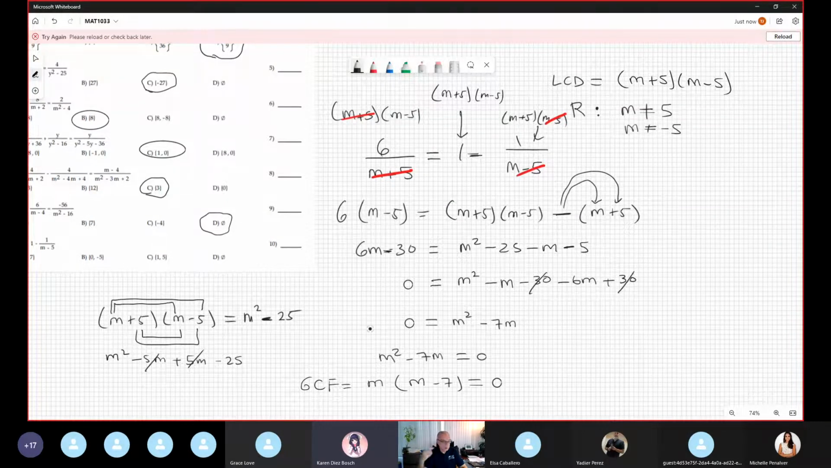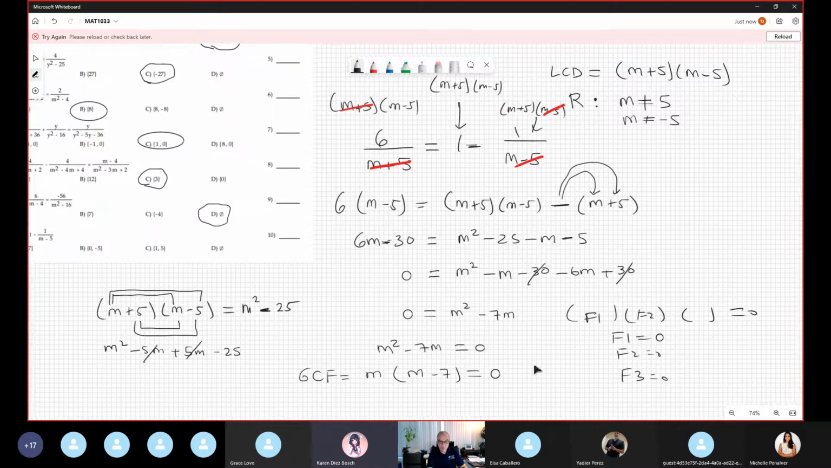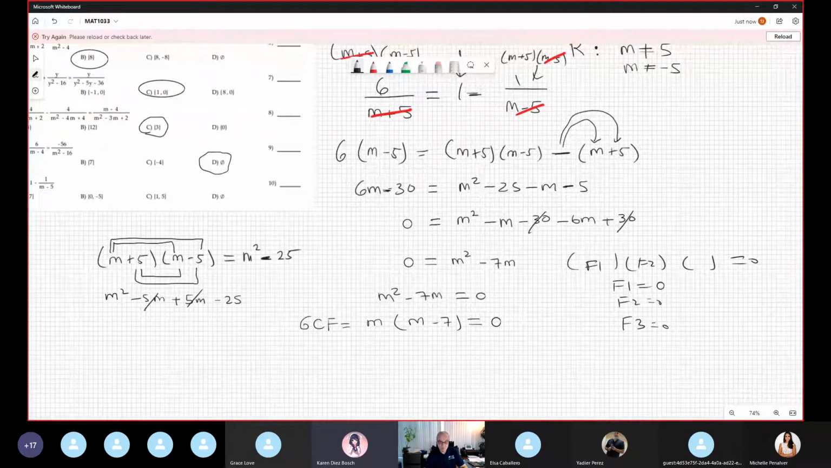Apply the zero factor property. When you have a collection of factors equal to 0, take one by one: factor 1 equals 0, factor 2 equals 0, and you solve each factor separately. In this specific problem, the first factor is m equals 0, and the second is m equals 7. And these are my potential solutions.